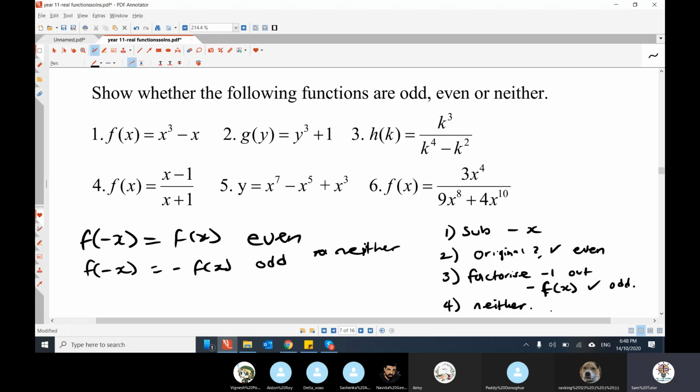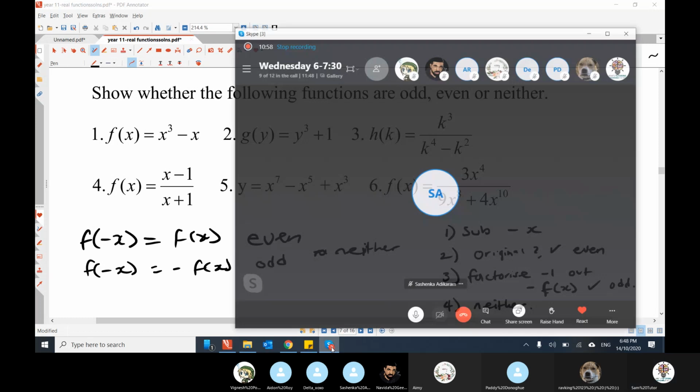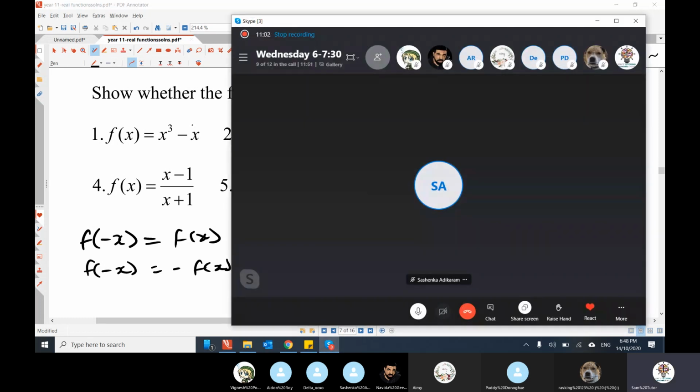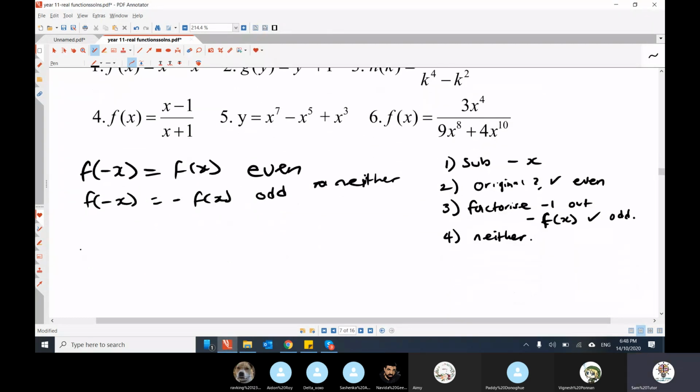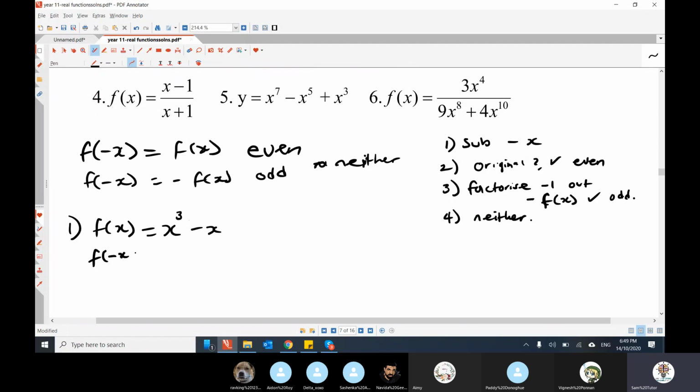All right. Let's go with Vinesh. Let's start with the first one, question 1. F of x equals x cubed take away x. What was the conclusion you've got? That it's odd. Right, let's see. So you would have subbed in negative x. Then you wrote negative x cubed plus x. That's obviously not the original, correct?